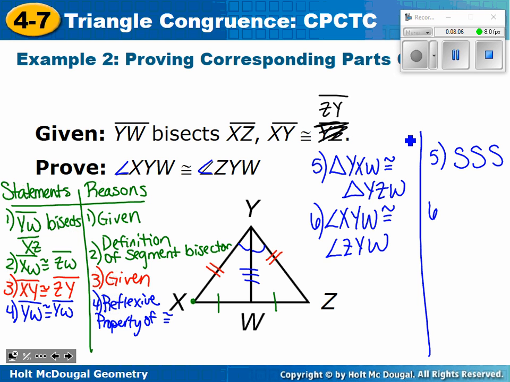And what's our reason? Okay, CPCTC, every other letter is a C. P comes before T in the alphabet. Corresponding parts of congruent triangles have to be congruent. Yes, sir.